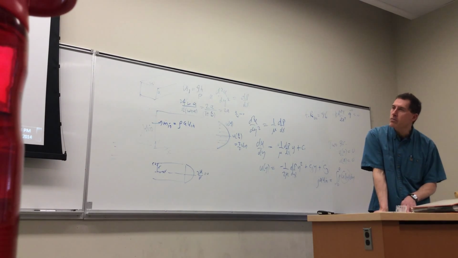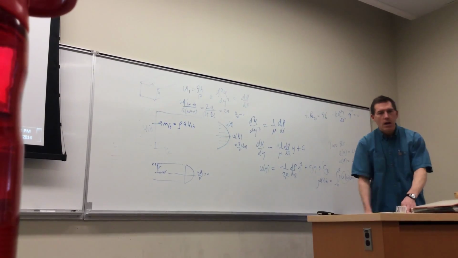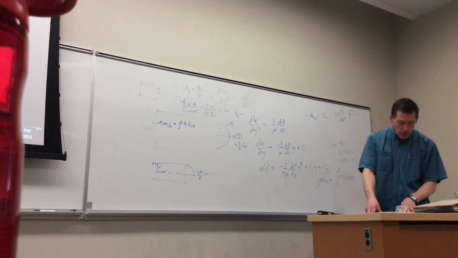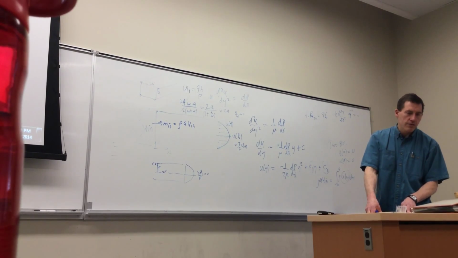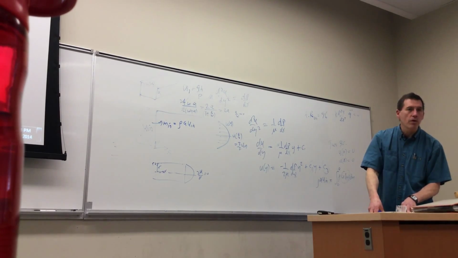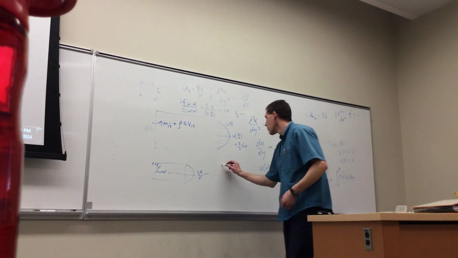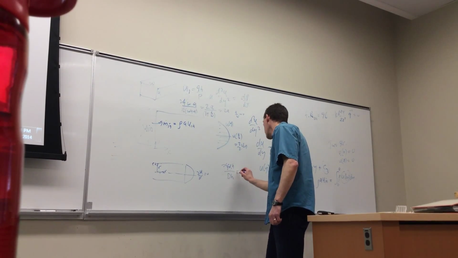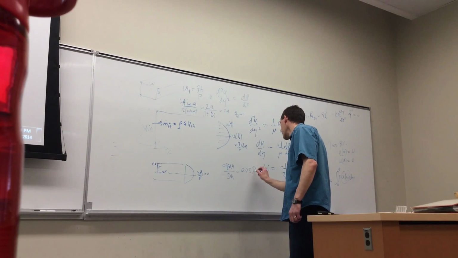So that I'm not sure about, the D part. If you're trying to determine whether fully developed is true or not, then I would use the estimate that X fully developed hydraulic over DH is equal to 0.05 Reynolds.